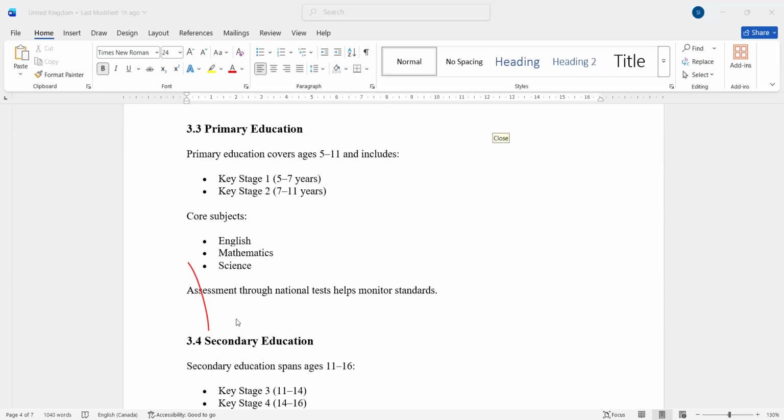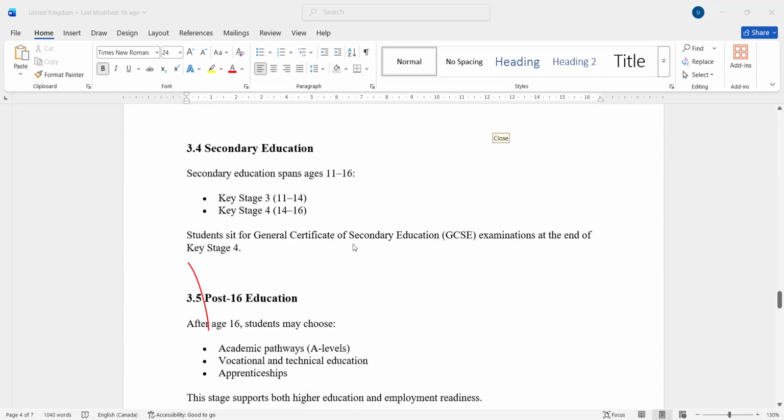And secondary education, that means 11 to 16, is even divided into 2, key stages 3 and 4, 11 to 14 and 14 to 16. So students sit for the GCSE, General Certificate of Secondary Education. Right? Ours is GCE O level and GCE A level, General Certificate of Education, ordinary level and advanced level, at the end of key stage 4.